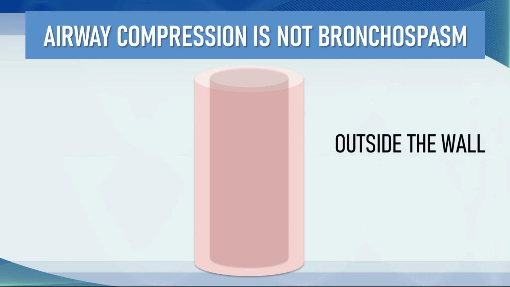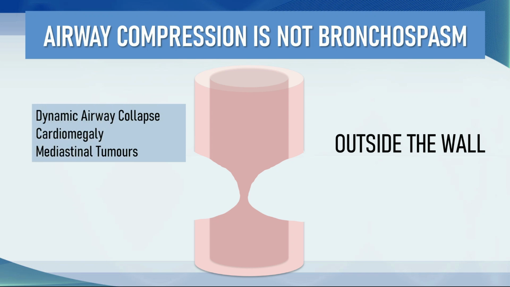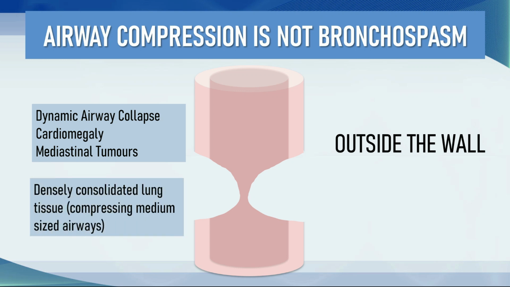The other problems may be outside the wall. For example, the patient may have dynamic airway collapse. They may have a large heart that's sitting on the left lower lobe bronchus and compressing it. The patient may have mediastinal tumors, and even densely consolidated lung tissue may compress medium-sized airways and increase airway resistance.